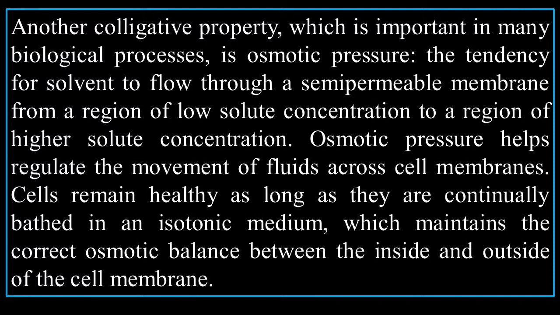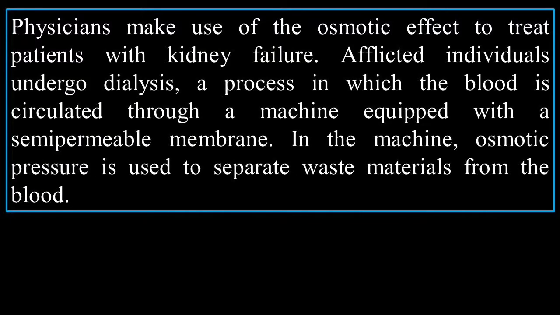Osmotic pressure helps regulate the movement of fluids across cell membranes. Cells remain healthy as long as they are continually bathed in an isotonic medium, which maintains the correct osmotic balance between the inside and outside of the cell membrane. We talked about kidneys and how they function relative to filtering the blood. It filters using the colligative property of osmosis so that the waste material can permeate the semipermeable membrane, while the other material, such as blood cells, will not leave the blood, only the waste products.